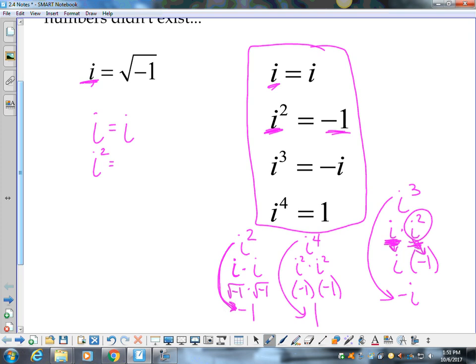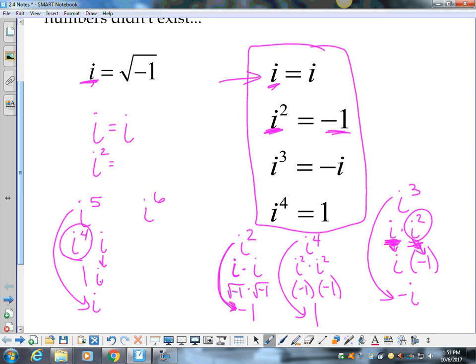Now, why does our chart stop there? Okay, well, let's think about i to the fifth. Let's break this down to i to the fourth times i. Well, what did we just decide i to the fourth was? It's a 1. And remember, you can give me an i. And 1 times i is just i. So i to the fifth is i. Now notice, we're back to the top of our chart.